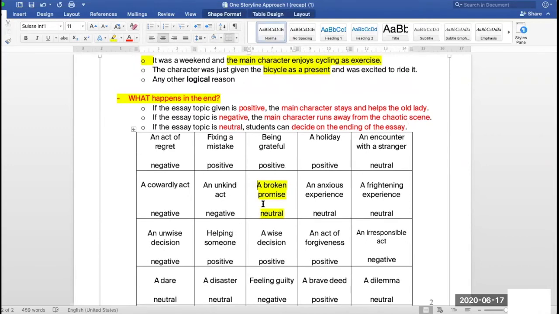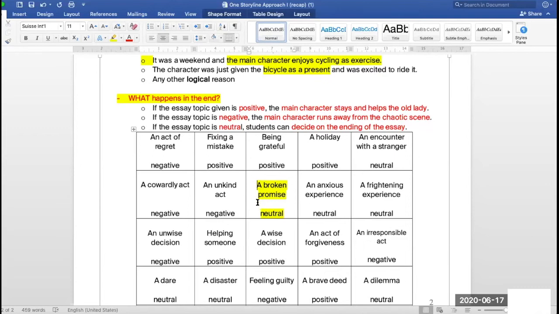So a broken promise can be written such that you can say that your brother, or rather the brother of the main character, lends him the bicycle. And he promises his brother, I will take good care of your bicycle. And then, unfortunately, an accident happens, it is likely that there will be scratches on the bicycle. It might be spoiled, because maybe he braked too hard at that moment. So any of this you can describe in order to appropriately write this topic.